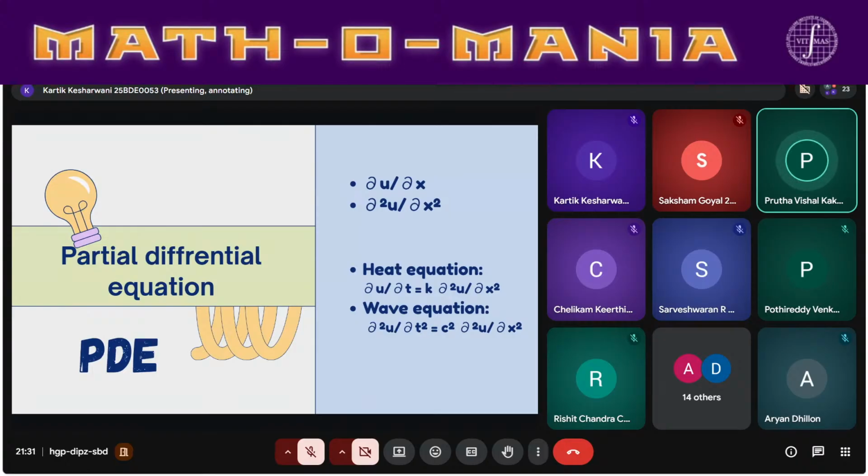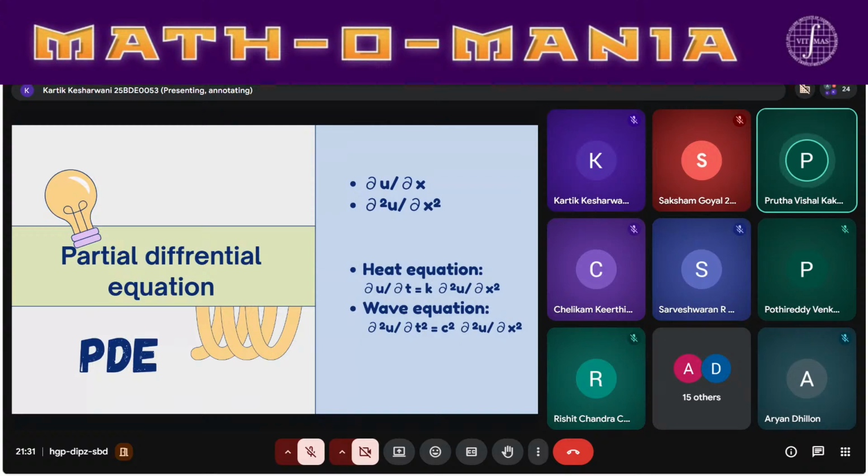Consider a typical PDE such as the heat equation, where the rate of change of a function with respect to time is related to its second order partial derivative with respect to space, or the wave equation, where second order derivatives appear in both time and space.